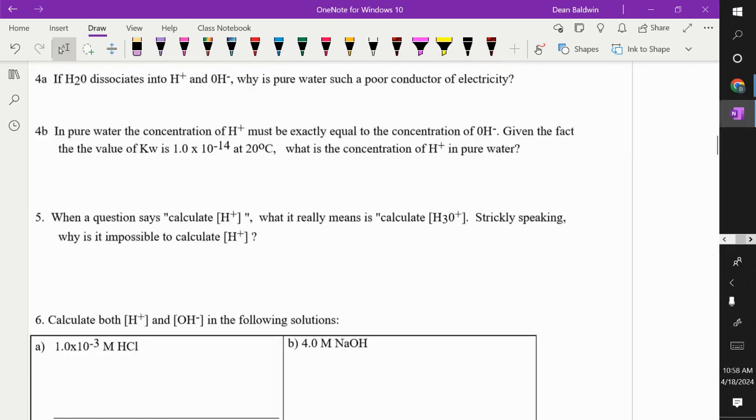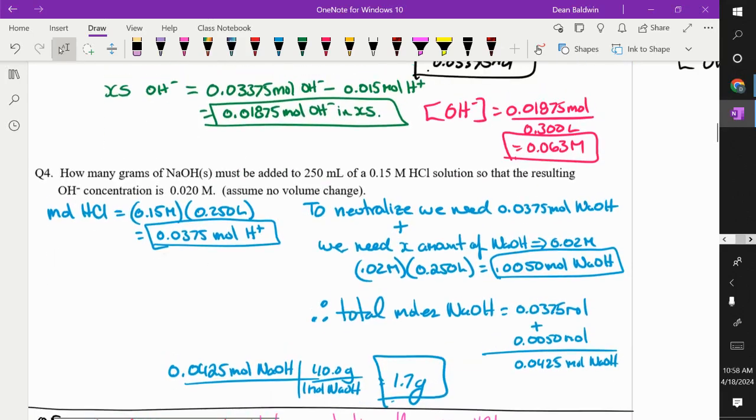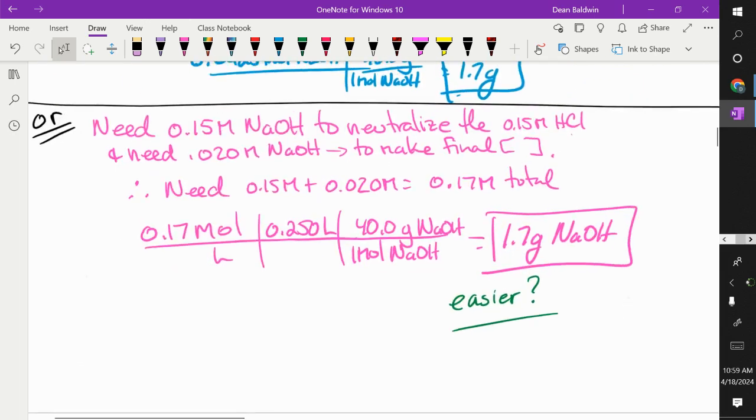The last question I did yesterday, I said use moles. Remember this one? I was like, figure out the moles, and then you neutralize it, and then you add in the excess amount of moles to get it up to 0.02. And then I was driving home, and I was like, you can do it this way. This is right, but you can do it just with the concentrations. And so last night I did it with the concentrations, which is this.